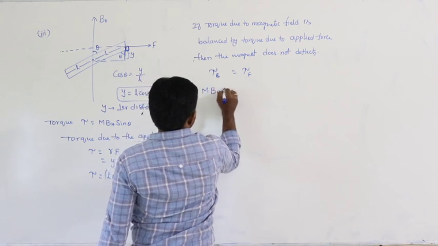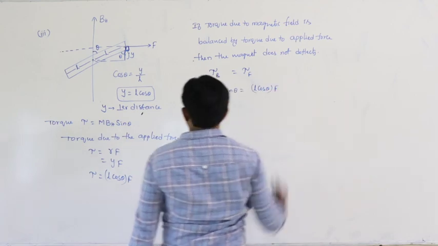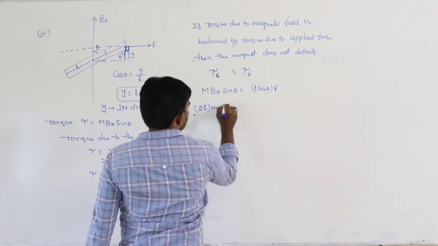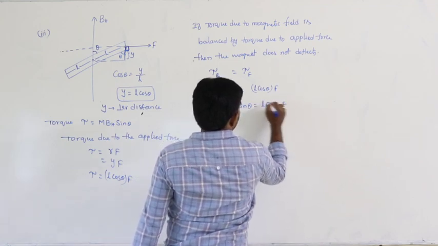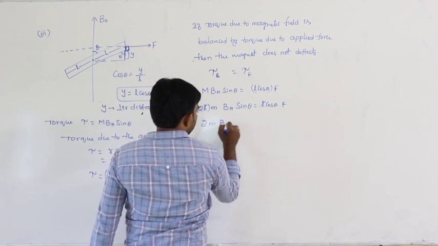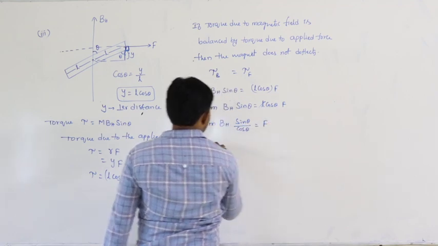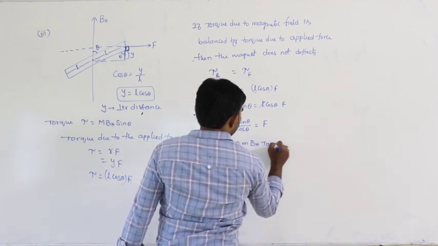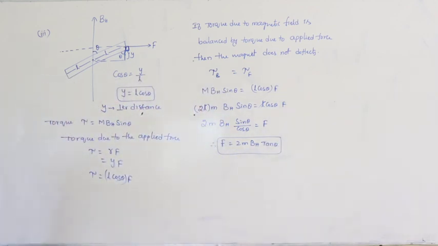That is MBH sin theta equals L cos theta into F. The magnetic moment M can be written as 2L into m. So mBH sin theta equals L cos theta into F. L gets cancelled and cos theta comes to this side. That is 2mBH sin theta by cos theta equals F. Therefore, F equals 2mBH tan theta.